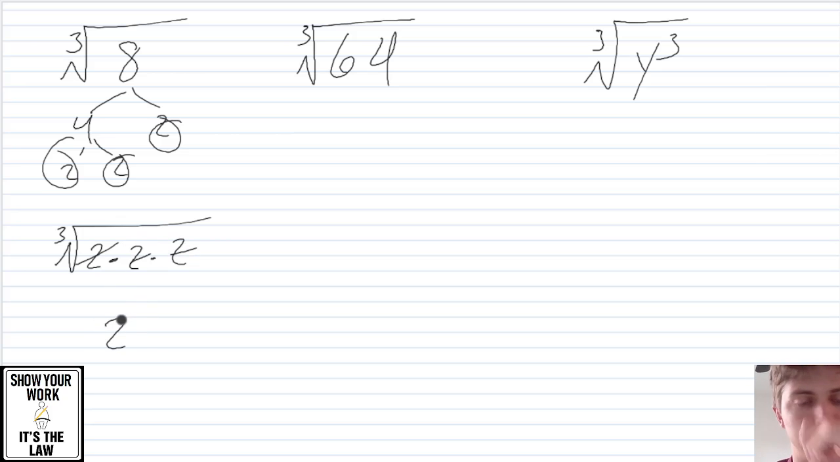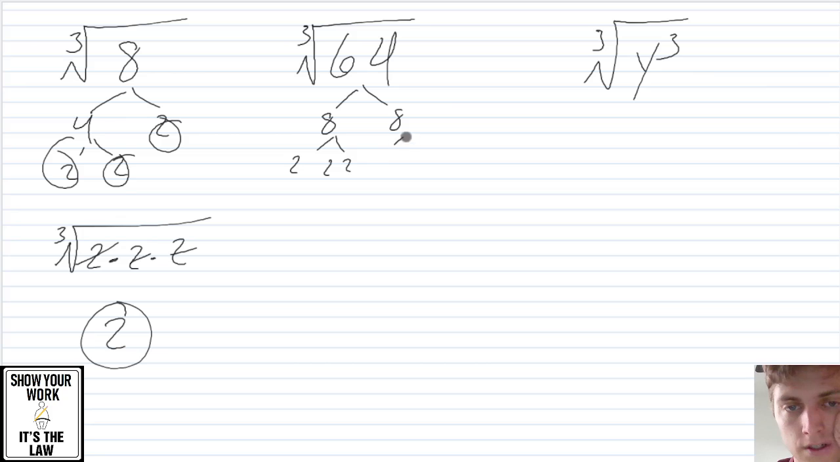Pull out the 2. There's nothing left. 2 is our answer. 64 is the same as 8 times 8. And 8 times 8, what we just saw from here, is 2 times 2 times 2. 2 times 2 times 2. All right, so underneath the radical, we have 2 times 2 times 2 times 2 times 2 times 2.